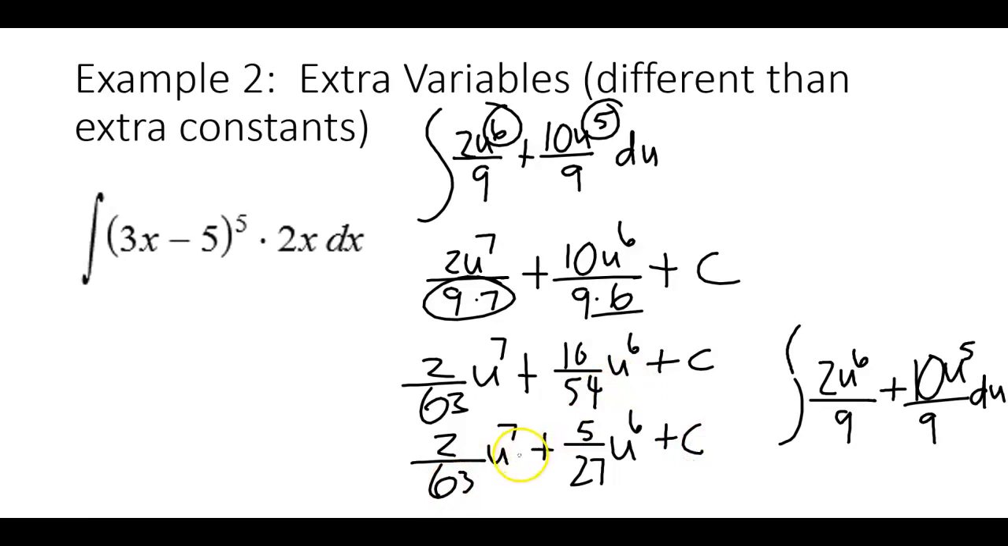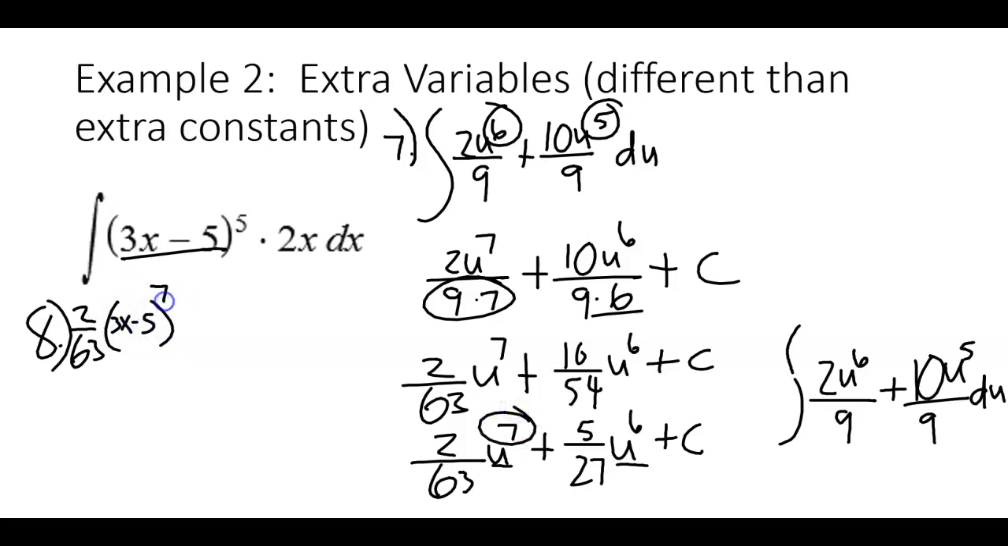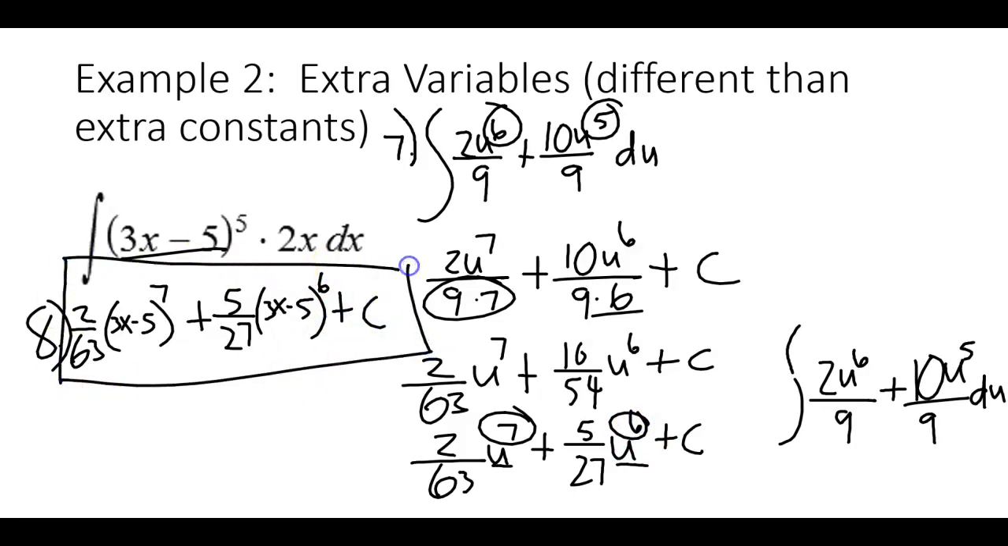And then the last step, step 8, I'll label that now. But step 8 is to go ahead and put the u back in. So remember, we want to replace the u with what u equals. And u equals 3x minus 5. So my final answer is going to be 2 over 63 in parentheses. Instead of u, I'm going to have 3x minus 5. And that's to the 7th power. Plus 5/27. And once again, instead of u, it's going to be 3x minus 5. And now it's to the 6th power. And then we still have our plus c. And there's our final answer there.